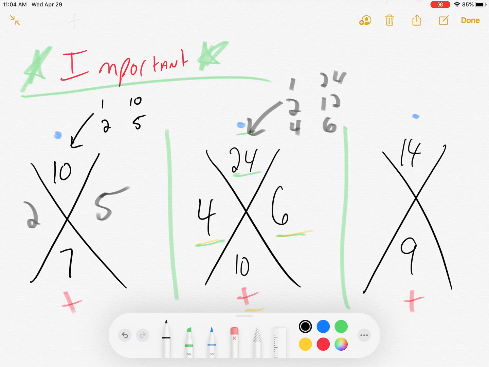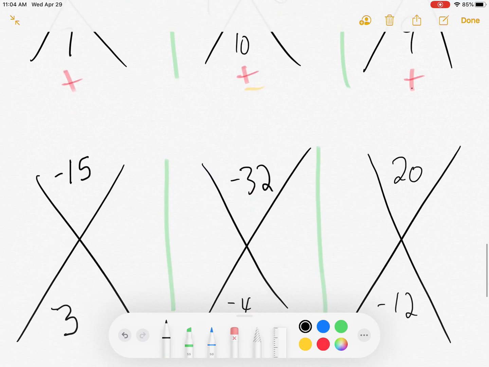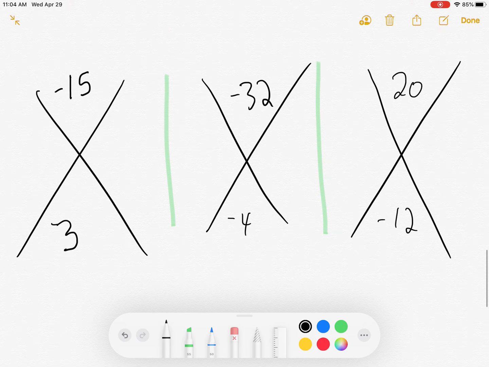Okay, last one. We are looking for numbers that multiply to 14 and add to 9. So 1 and 14 or 2 and 7. Hopefully you realize that 2 plus 7 is 9, and 2 times 7 is 14. Okay, we have 3 more for today, and then we are finished. Now we're doing the exact same thing, but we're going to add just a little bit more to it. Multiply up top, add on the bottom.